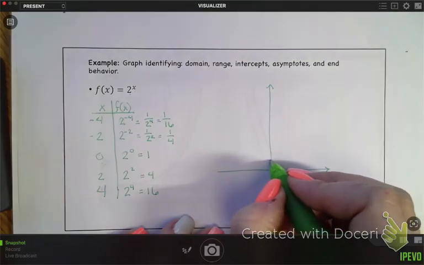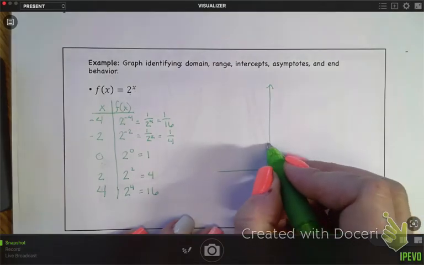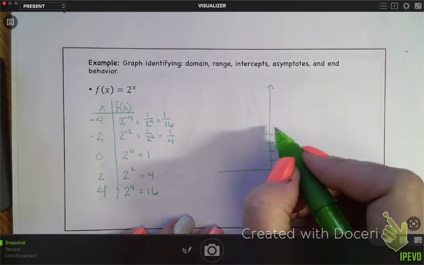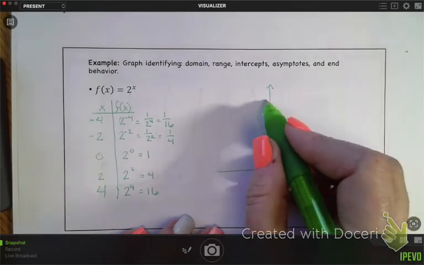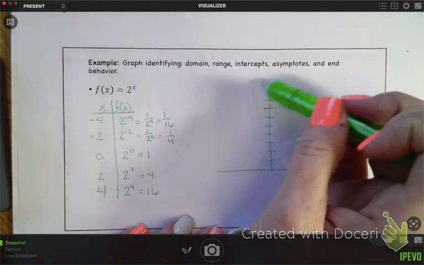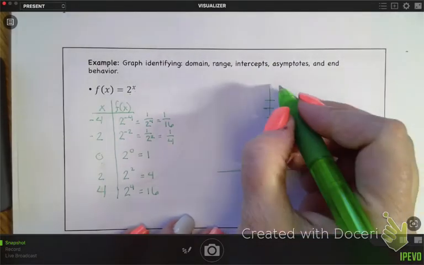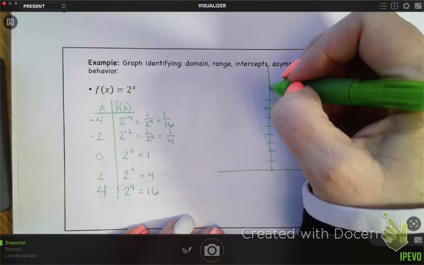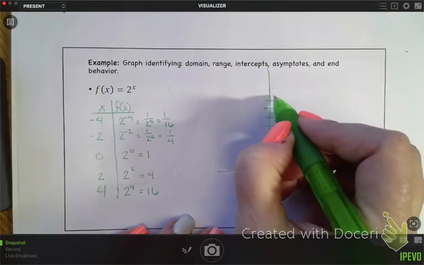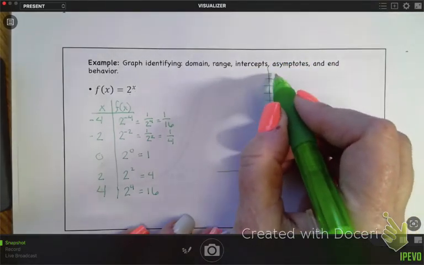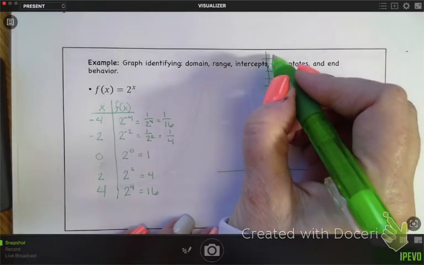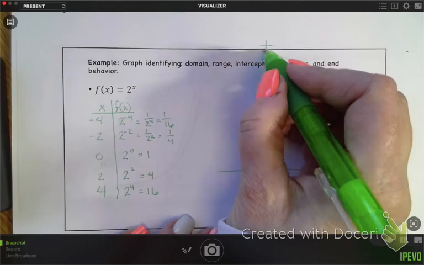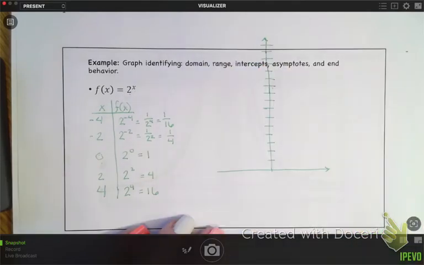So 1, 2, 3, 4, 5, 6, 7, 8. Or maybe I should have made my... I might have to fudge a little. 8, 9, 10, 11, 12. So we know 13, 14, 15, 16. So my graph, I did not make it big enough, did I?